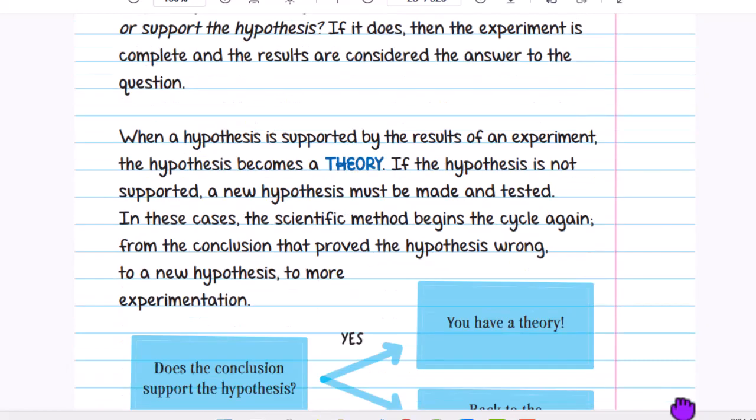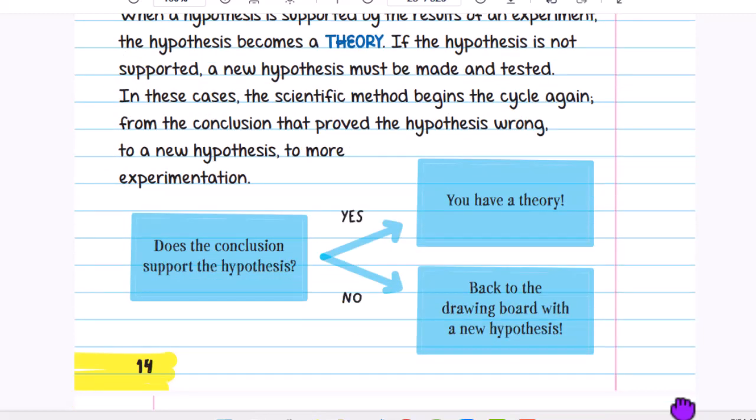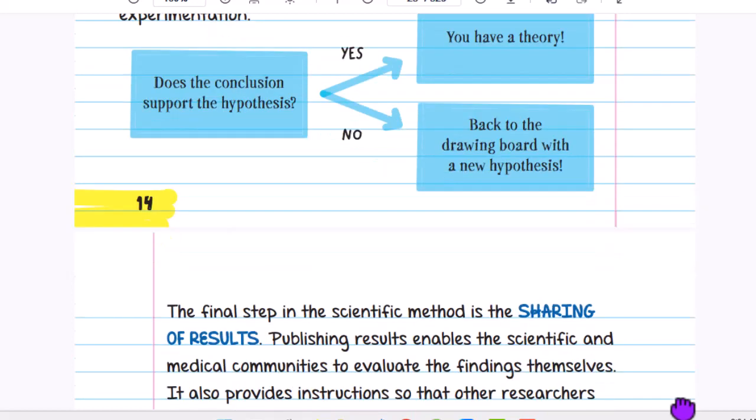When a hypothesis is supported by the results of an experiment, the hypothesis becomes a theory. If the hypothesis is not supported, a new hypothesis must be made and tested. In these cases, the scientific method begins the cycle again from the conclusion that proved the hypothesis wrong to a new hypothesis, to more experimentation. Does the conclusion support the hypothesis? Yes or no? Yes, you have a theory. No, back to the drawing board with a new hypothesis.